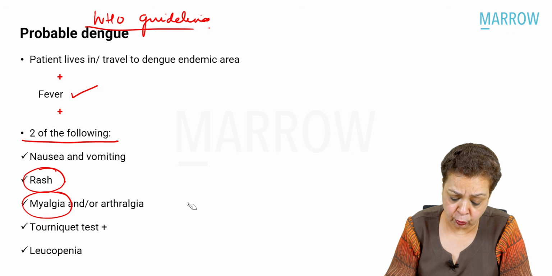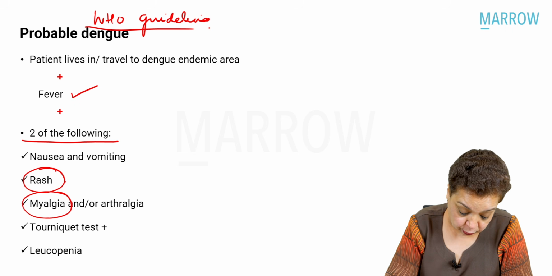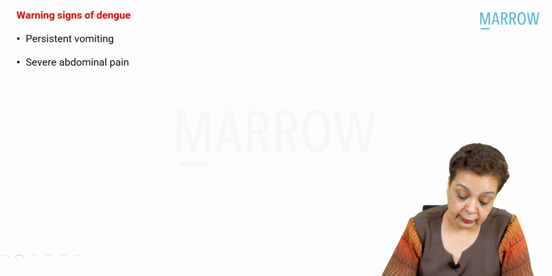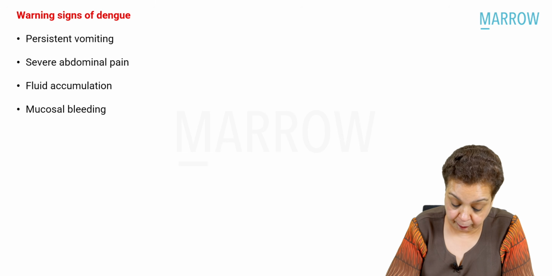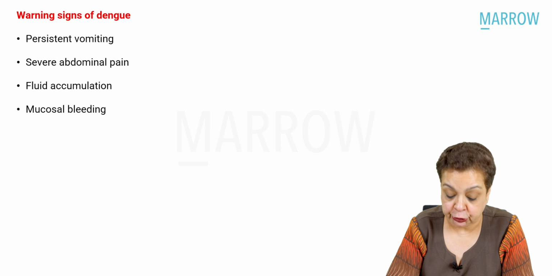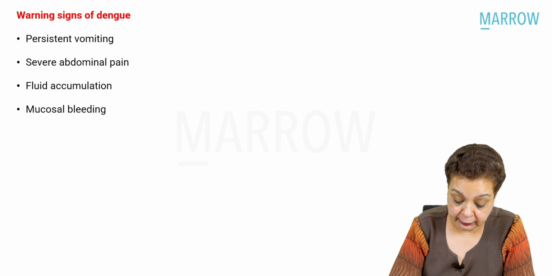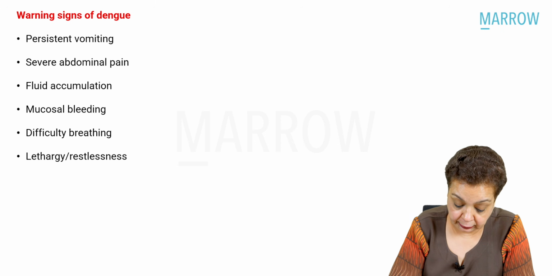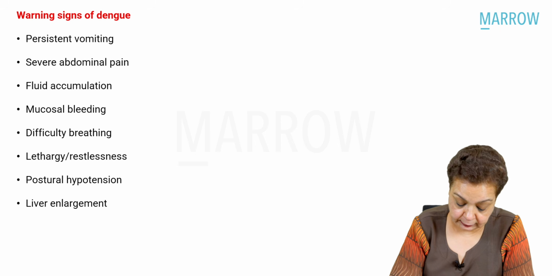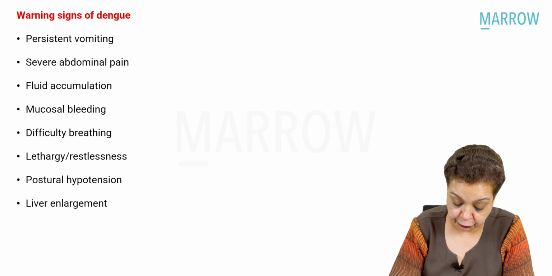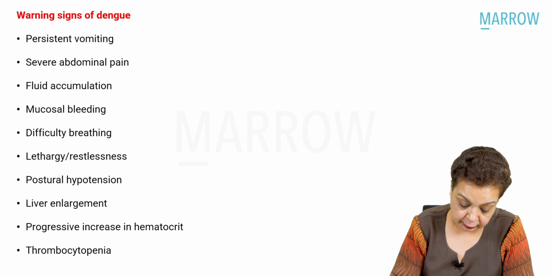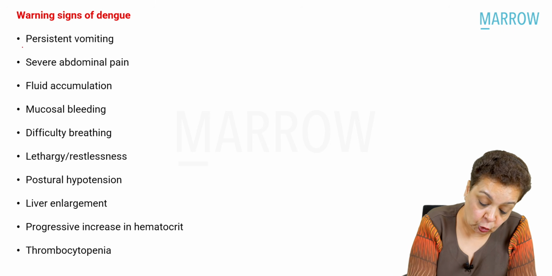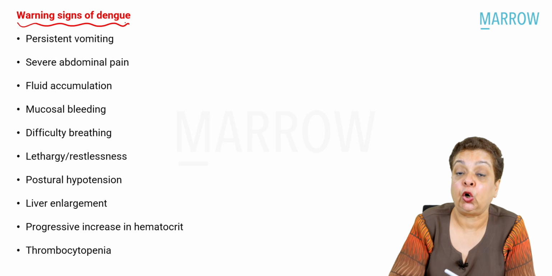Okay. Moving on to the next guidelines of dengue, WHO. Warning signs of dengue: when the patient has persistent vomiting, severe abdominal pain, fluid accumulation, mucosal bleeding, difficulty breathing, lethargy and restlessness, postural hypotension, liver enlargement, progressive increase in hematocrit, and thrombocytopenia. All these are the warning signs of dengue.